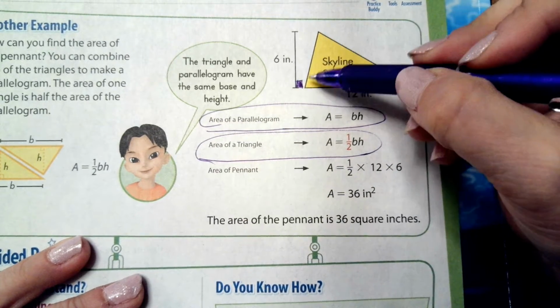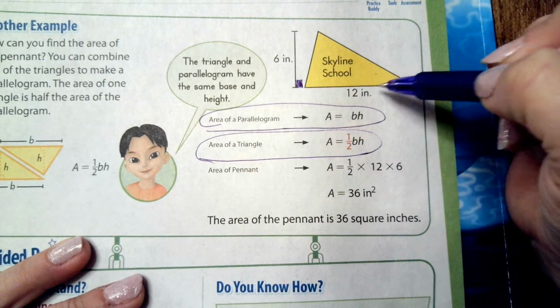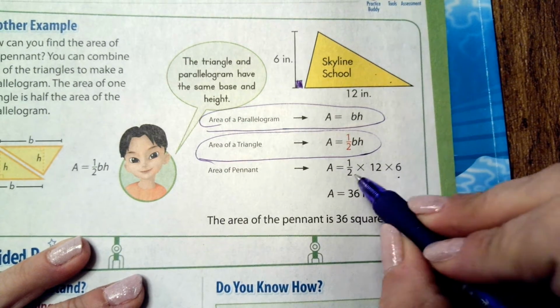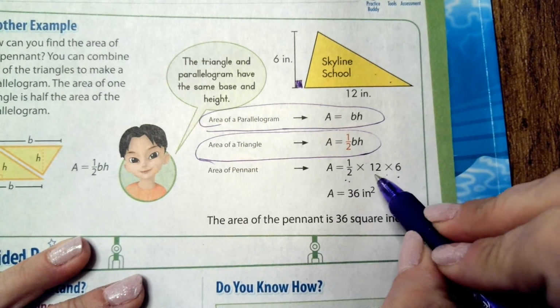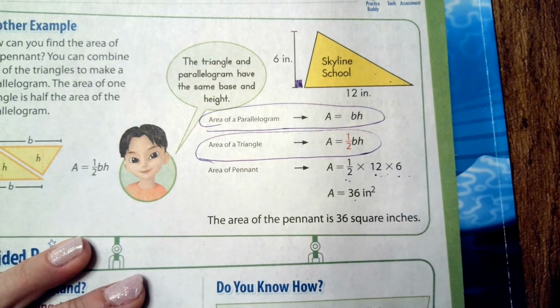Okay, so we don't want to use that. We want it to be perpendicular. So we're going to use this 6 and this 12. Well, 6 times 12, 1/2. I can do 1/2 times 12 and get 6, and 6 times 6 is 36. Okay.